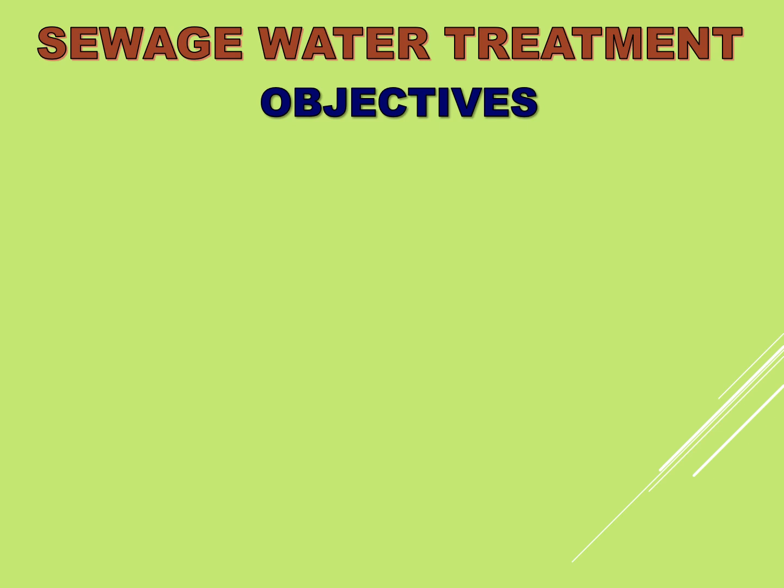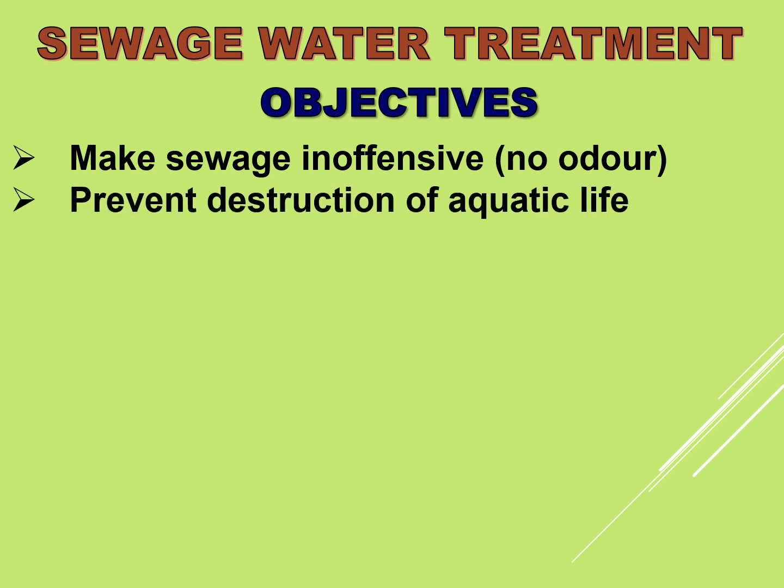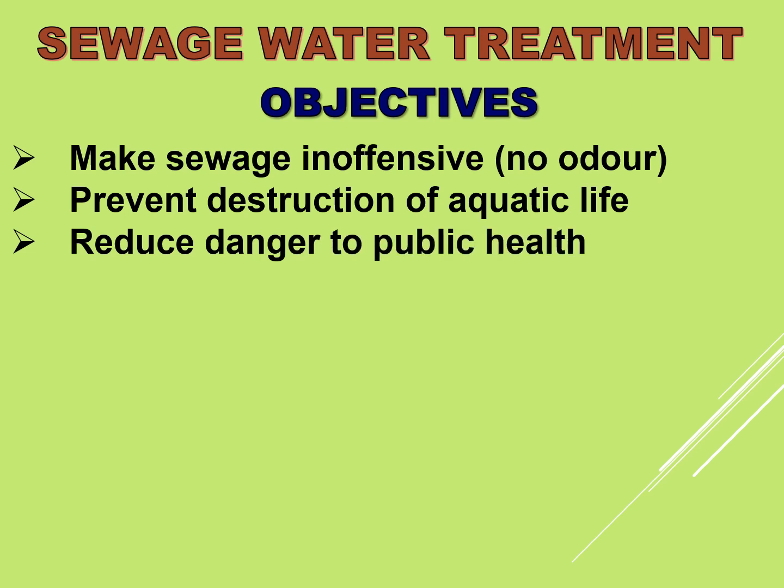The objectives of sewage water treatment are: make sewage inoffensive, remove all the odor causing compounds. It has an offensive smell, we know very well, isn't it? So we have to first remove that smell. Then prevent destruction of aquatic life. When you are discharging it into a river or into the sea, the aquatic life present there should not be destroyed. And reduce danger to public health. Even public health should not be endangered. So these are the three major objectives of sewage water treatment.